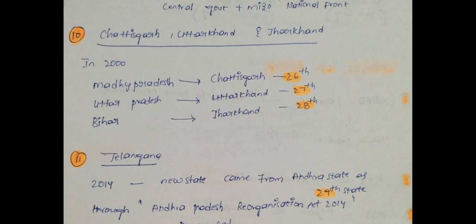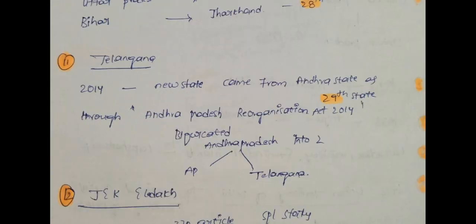In 2014, Telangana was formed from the Andhra state. This was the 29th state of the Indian Union, bifurcated from Andhra Pradesh through the Andhra Pradesh Reorganization Act of 2014.